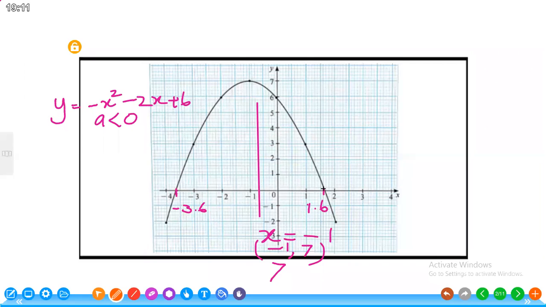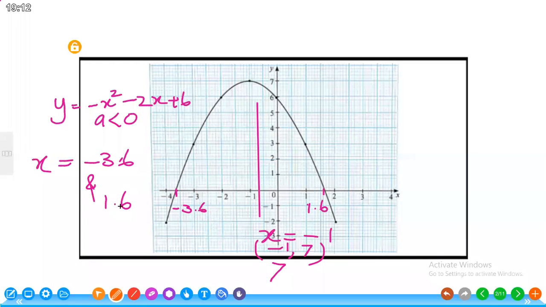And also, what are the roots of this equation? When the graph intersects the x-axis, those 2 points are called the roots of this equation. Here, the roots of the equation are x is equal to negative 3.6 and positive 1.6. These two numbers are roots of this equation because the graph intersects the x-axis. Right? Now you can do the questions.